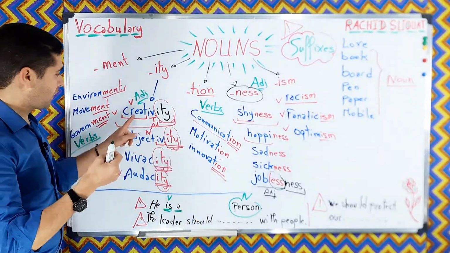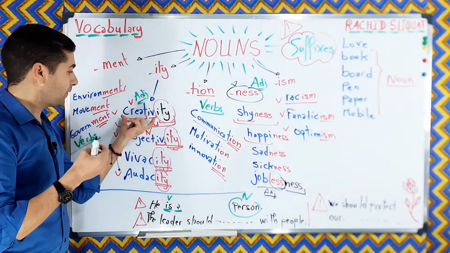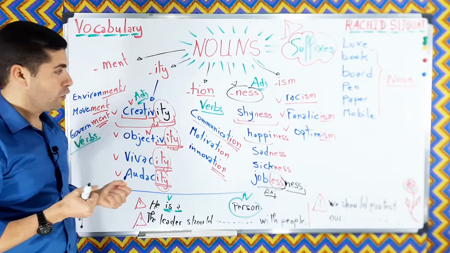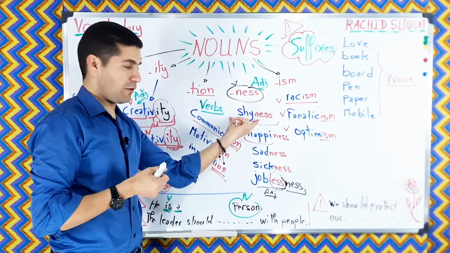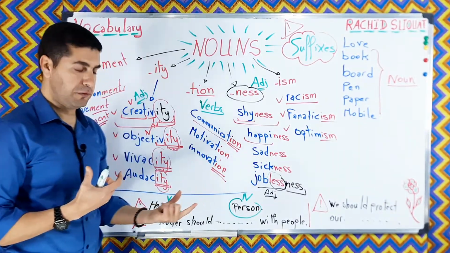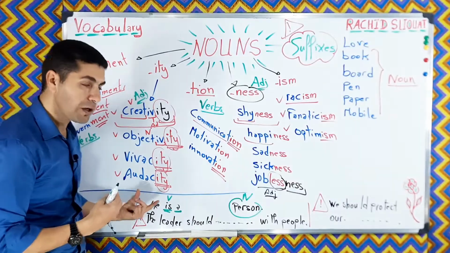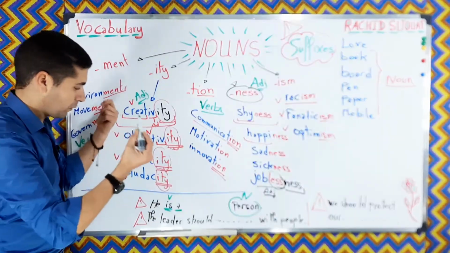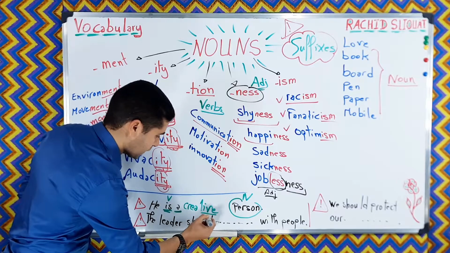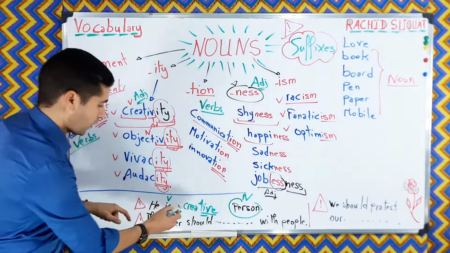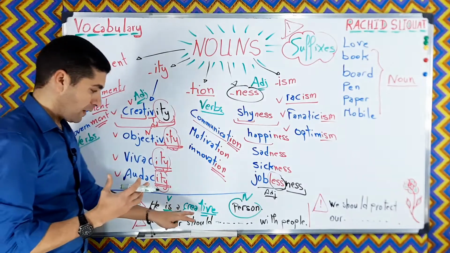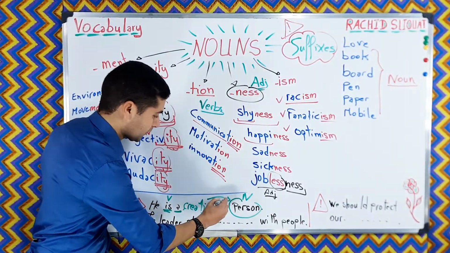So he is what? We can say he is a creative. This is the adjective. Creative, or objective, for example. Or he is shy. This is an adjective. He is a happy person. He is a sad person, okay? So these are adjectives that we can complete this sentence with. So we can say he is a creative person. This is an adjective to describe this noun, right?